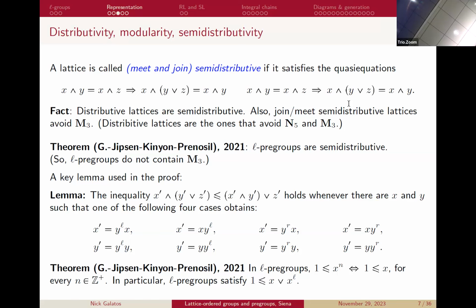And as another corollary, we get what Jose was mentioning, that L pregroups are torsion free. So if you have a power greater than or equal to one, the X must already be greater than or equal to one. And if it's equal to one, X must be equal to one. So you cannot have torsion inside. Also, you can get that L pregroups satisfy the law of excluded middle. It's the theorem X or not X. And you can use the other inverse there as well. So this is what we know so far, but we don't know if it's distributive or not.